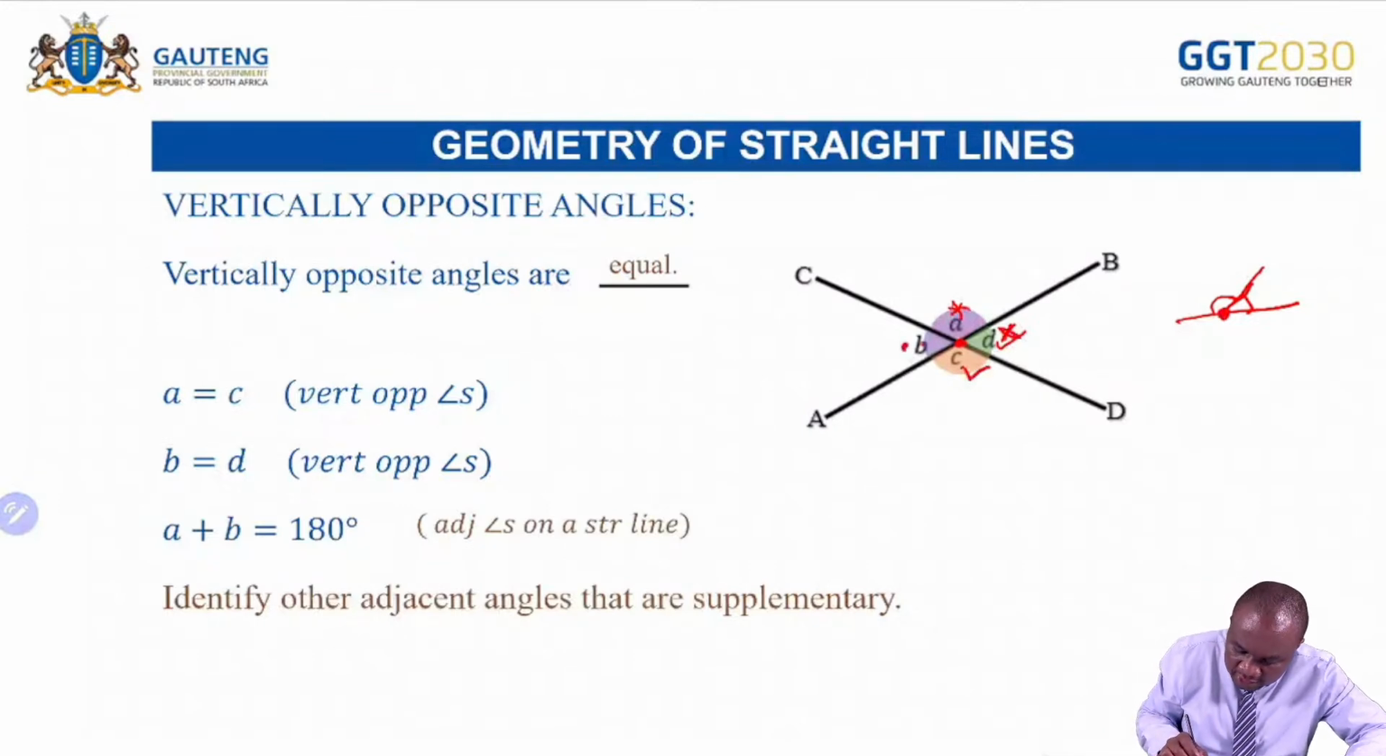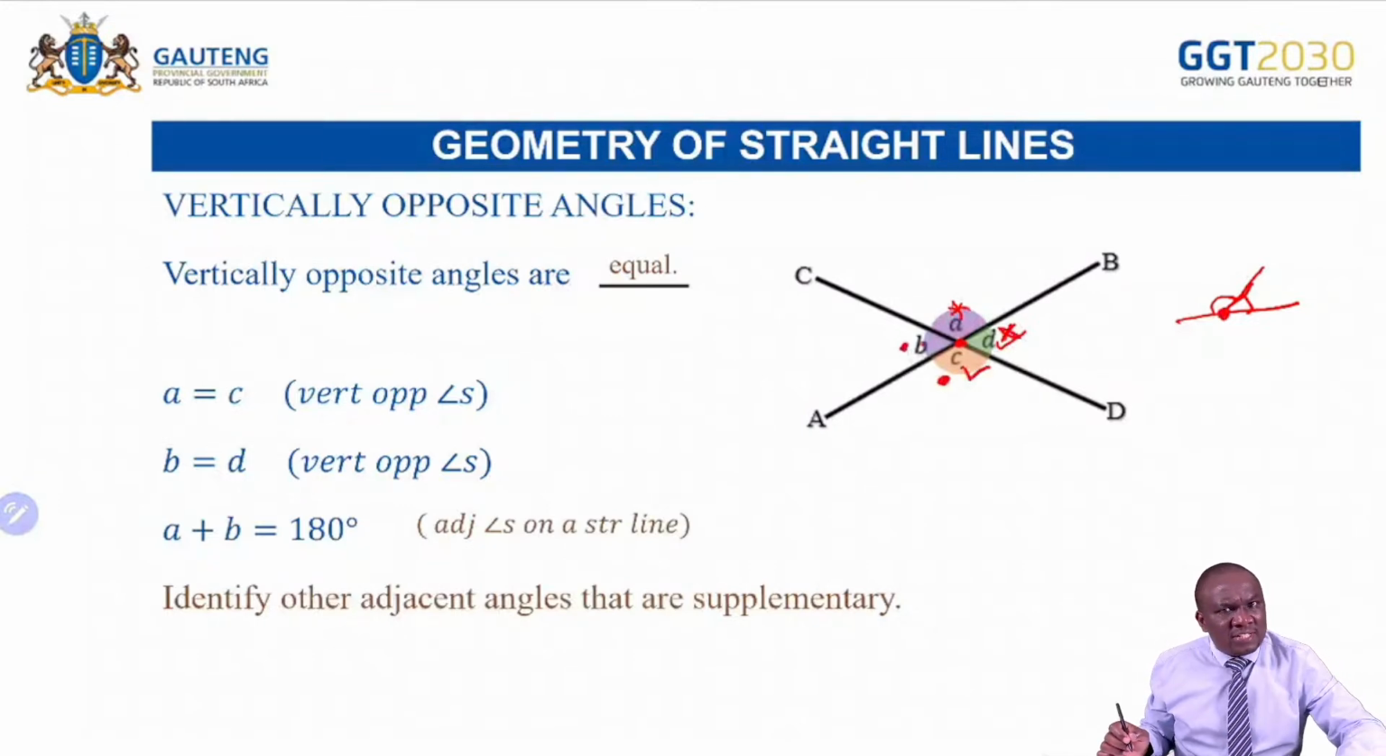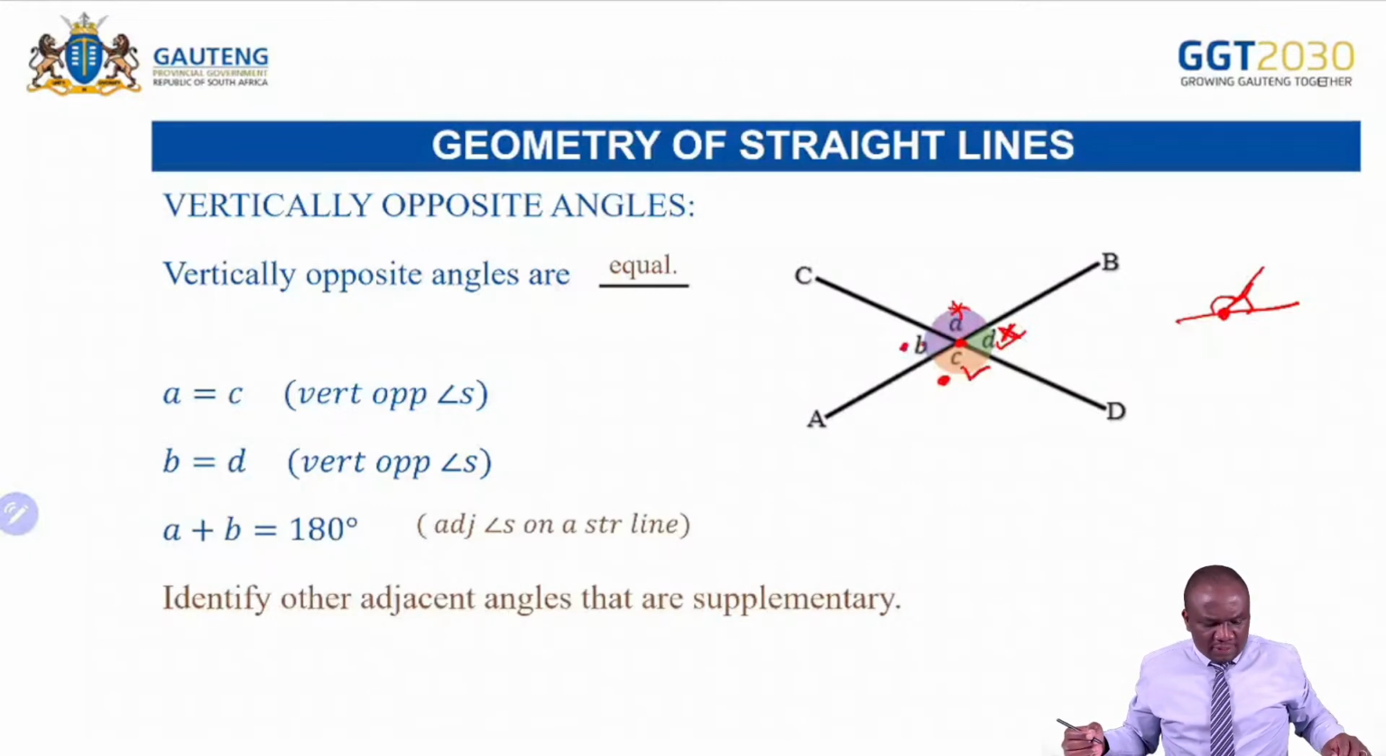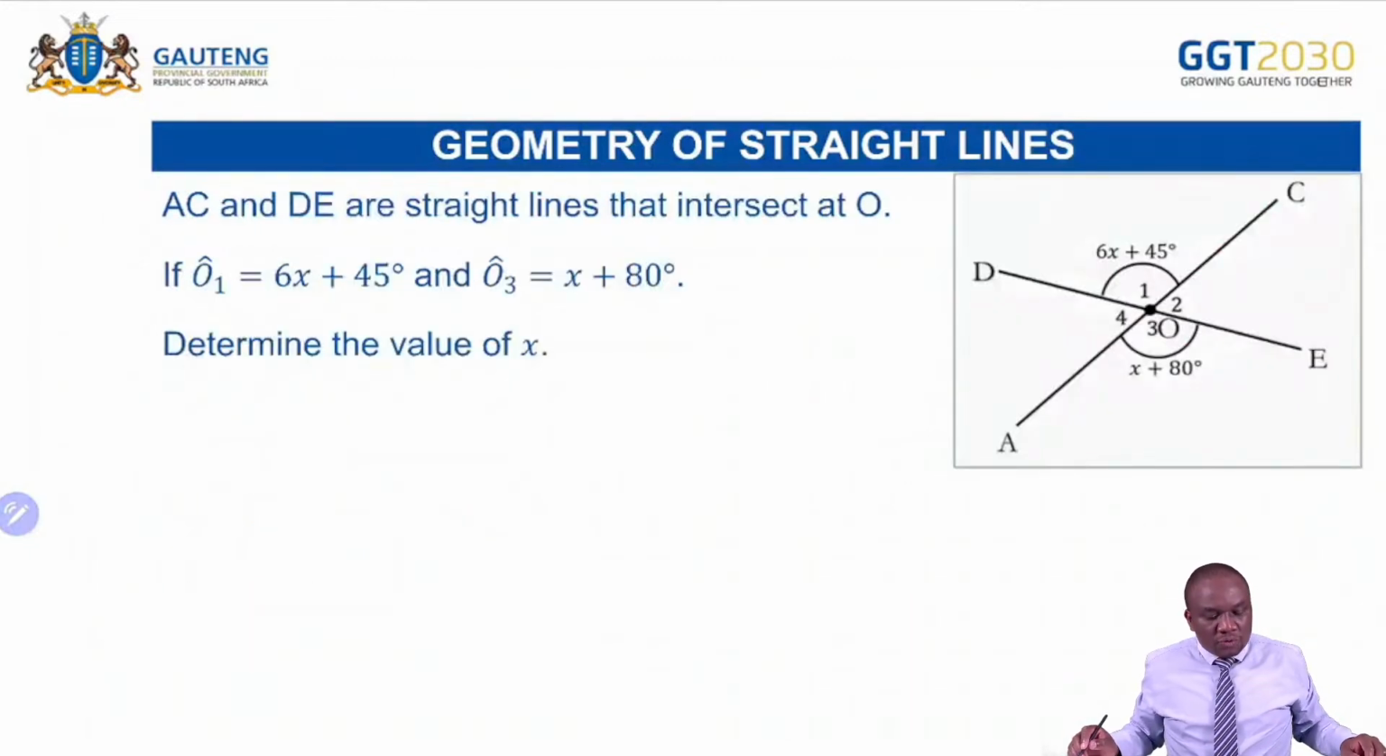We also have B and C. They are adjacent angles on a straight line. Do you see that? Because CD there is a straight line. Okay, right. So you should be able to identify all those angles. Right, and then we have this question.